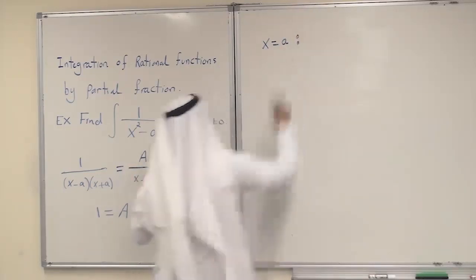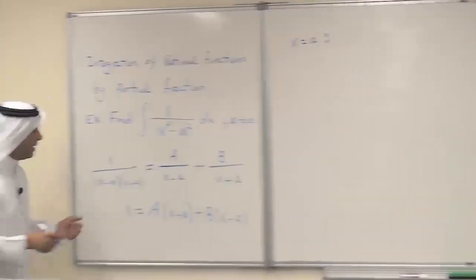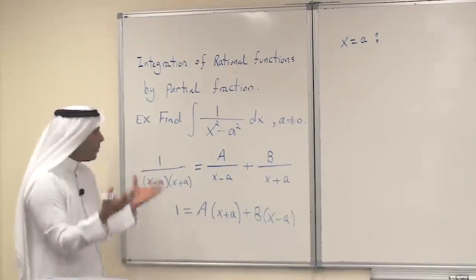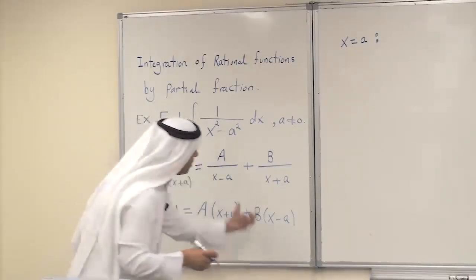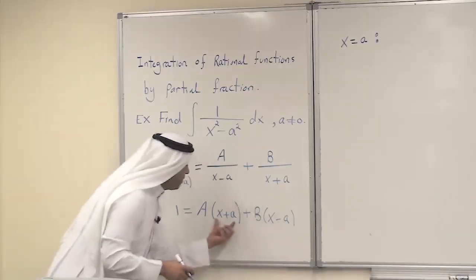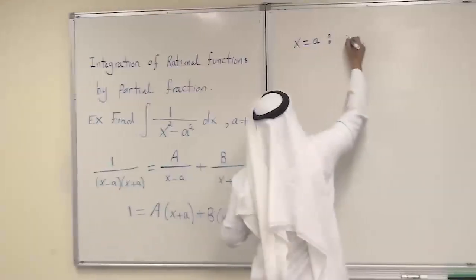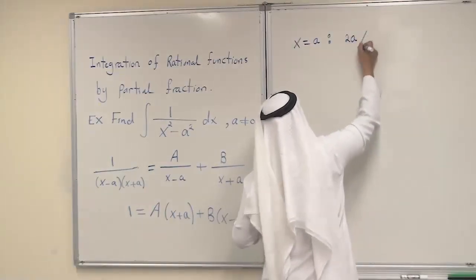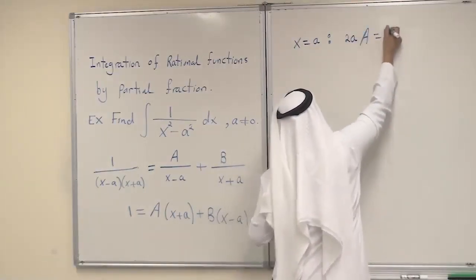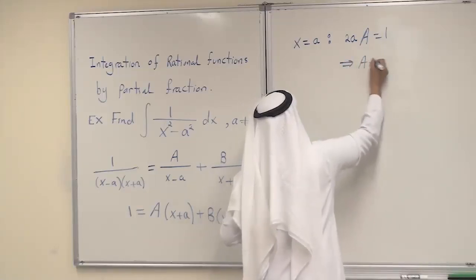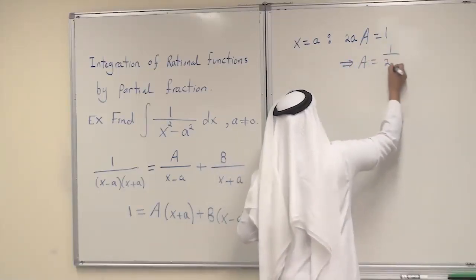If you substitute x equal to a in the right hand side as well as the left hand side, what do you get? If we substitute a, this will be 0. And this will be what? a plus a. That is 2a. So what we get is 2 small a, capital A is equal to 1. So this implies capital A is 1 over 2a.